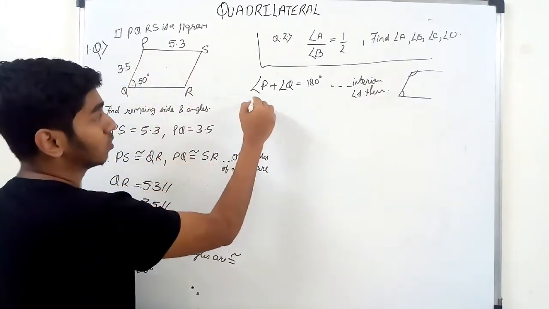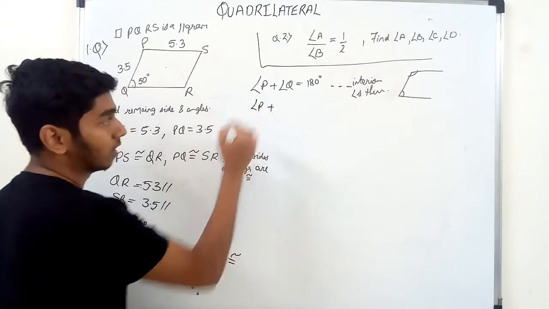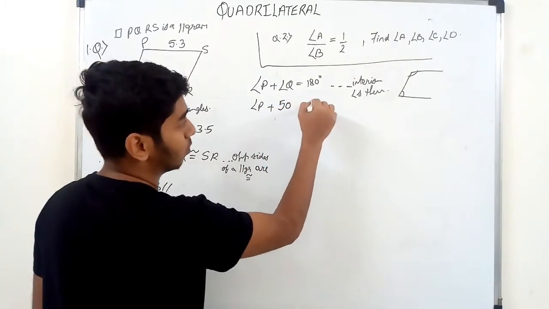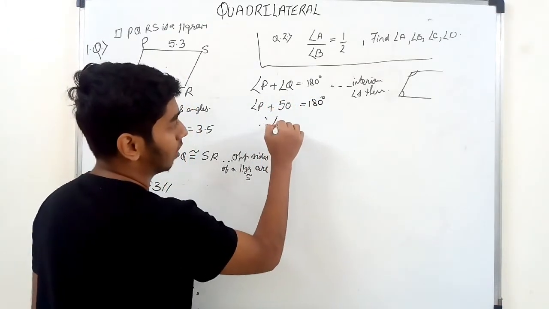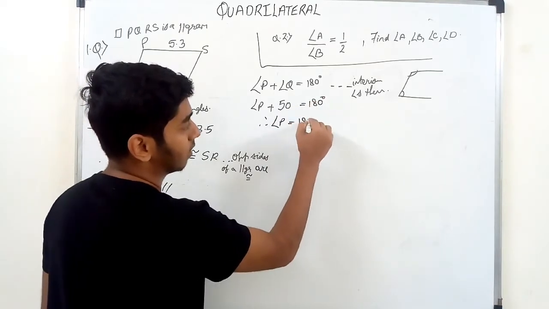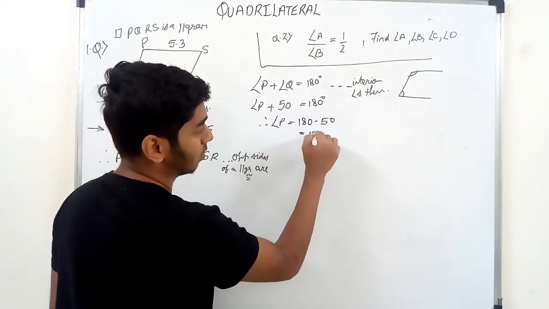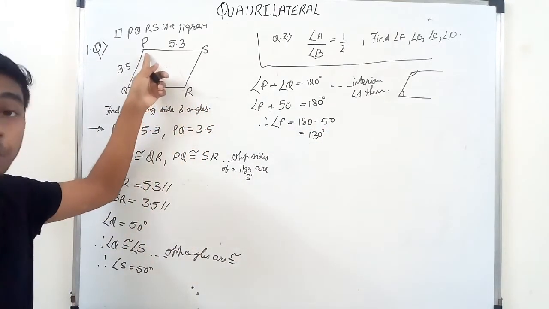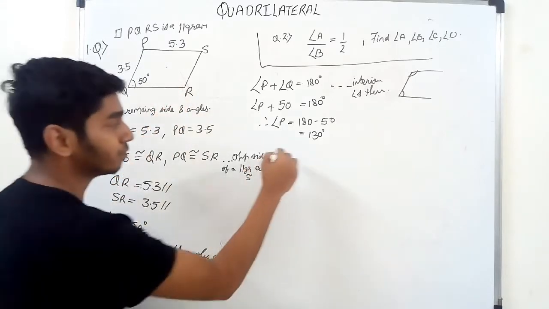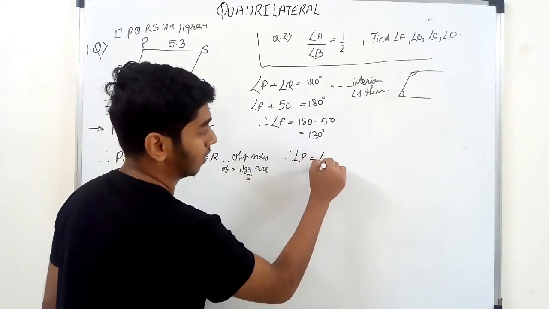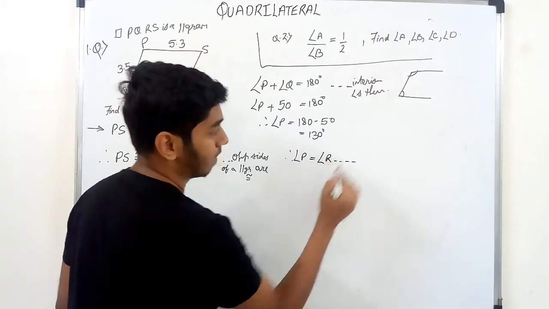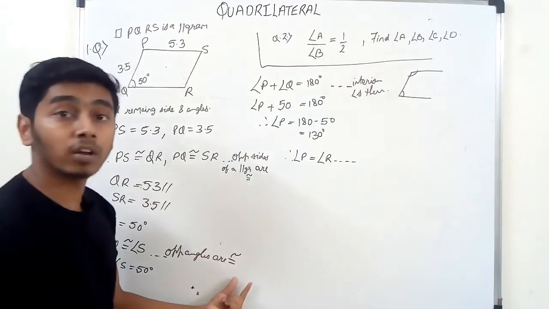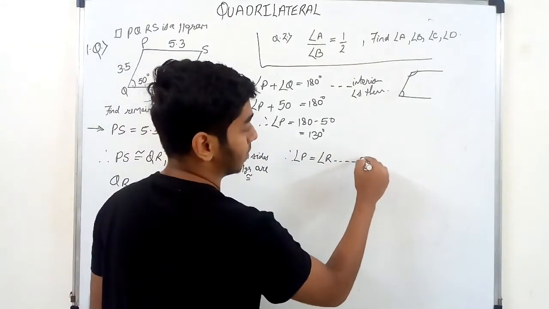Therefore, we can say P plus Q. So angle P we need to find. What is Q? It's given as 50. So P plus 50 is equal to 180. Therefore, angle P is 180 minus 50, which is equal to 130. Yes or no? Now, if you have found P, can we find R also? Why can we say this? Angle P is congruent to angle R. Same reason: opposite angles of a parallelogram are congruent. So we will write that same reason.